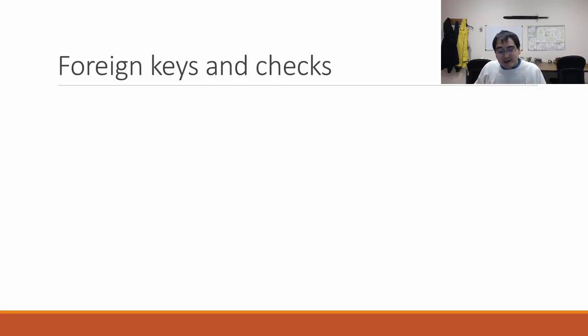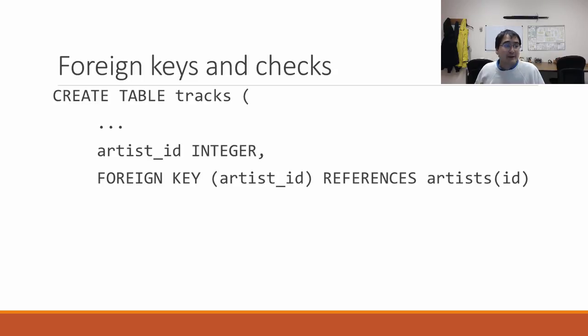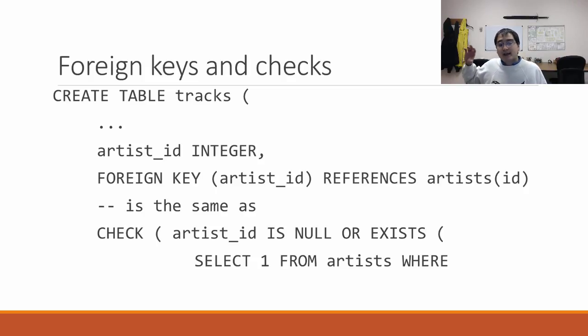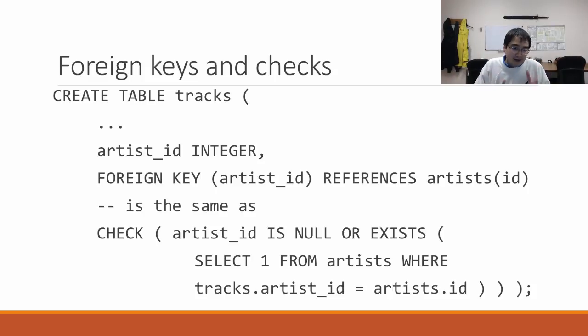Okay, so foreign keys and checks are actually very similar to each other. So for instance, in our previous example, we said foreign key artist ID references artist ID. Okay, saying the artist ID column in this table better have a match in the artist table. This is exactly the same thing as check if the artist ID is null, or there exists a row in artists where the tracks.artistID, the artist ID that we're looking at, is equal to the artist.id in the other table. It's basically saying, make sure that there is a row in the other table.